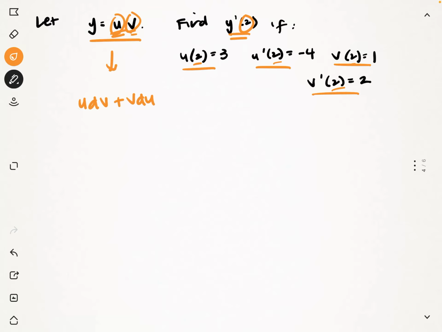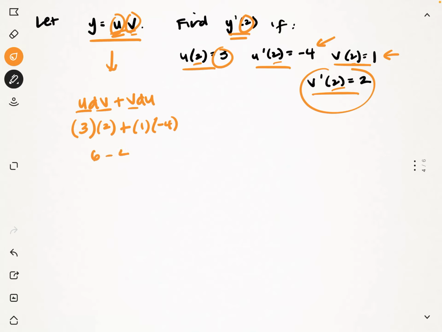So all we have to do is fill in our values here. The u is 3. dv, the derivative of v, is 2. And then v is 1. And du is negative 4. So what we have to do is multiply and simplify. 3 times 2 is 6, plus 1 times negative 4 is negative 4. So this whole thing, y prime at 2, is going to be 2. And we can do that even though we don't know what the functions look like, because we know what the values are at 2.